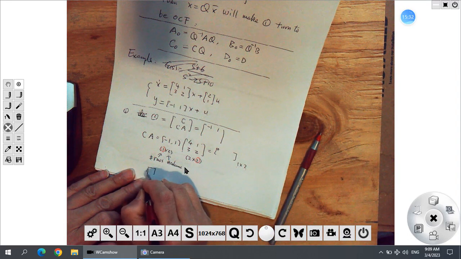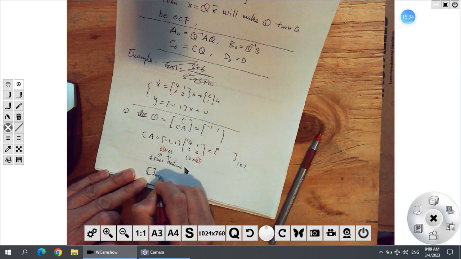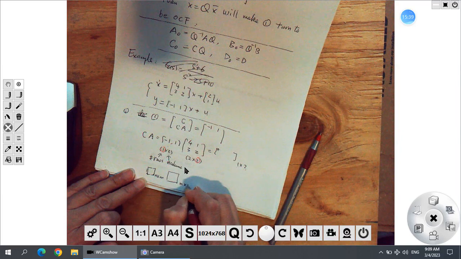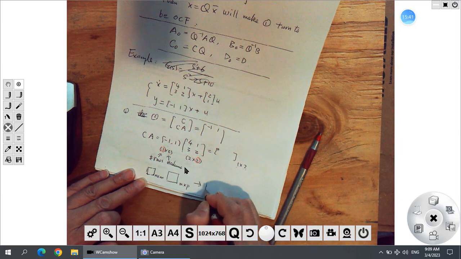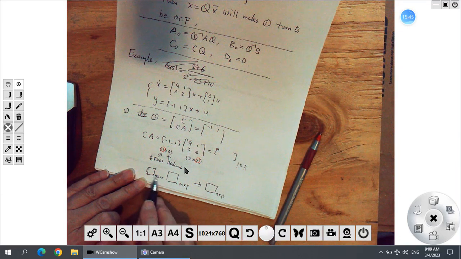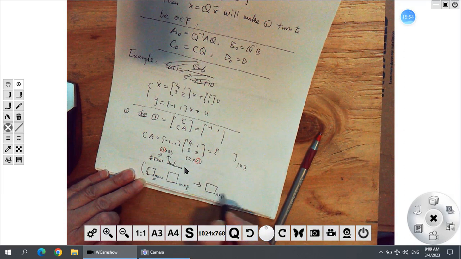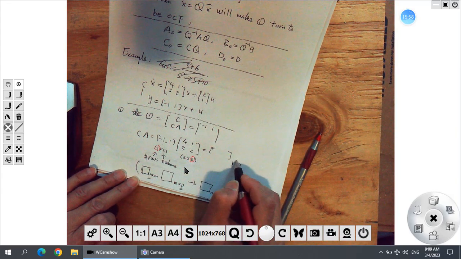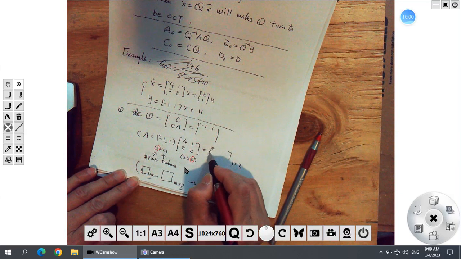Let's say this is n times m, and the other is m times p. You will have a matrix with n times p. This is n rows, m columns, and m rows, p columns. The result is n rows, p columns. In general, you determine the size first, and then you need to check the elements.